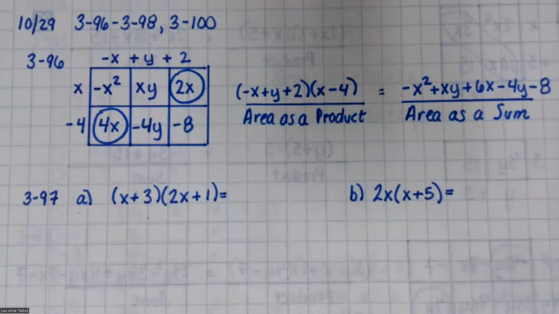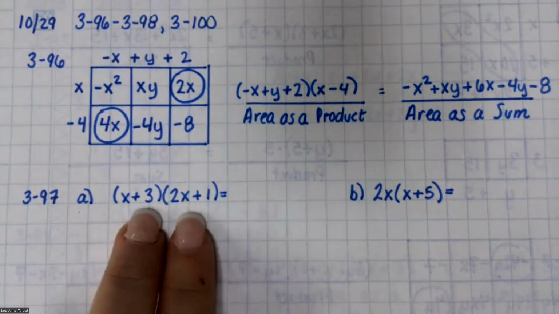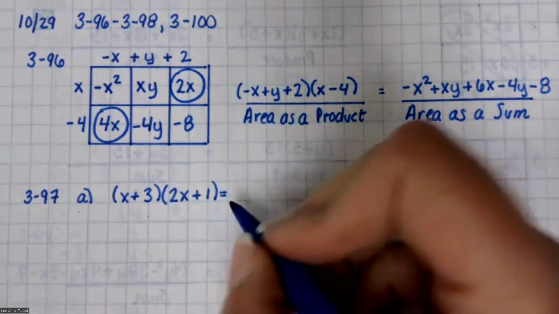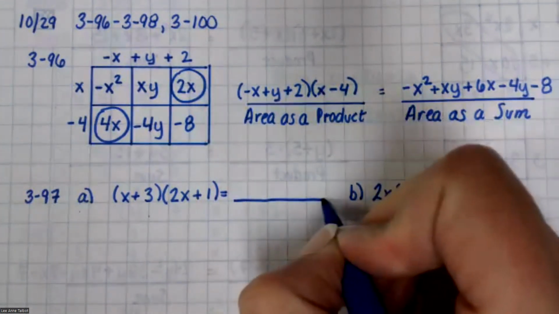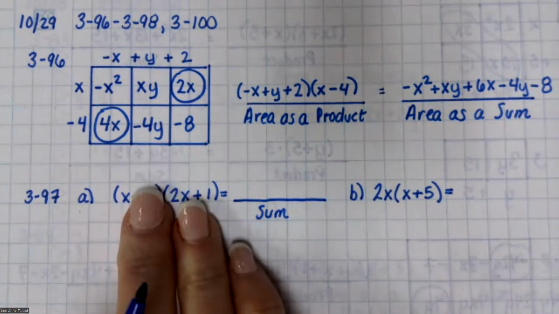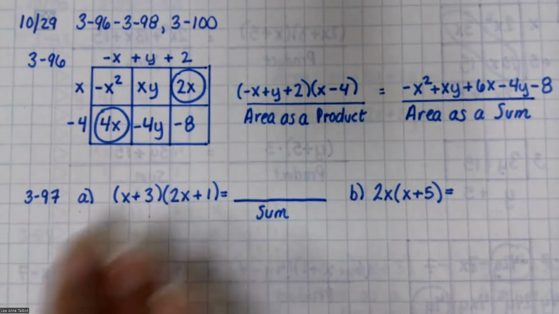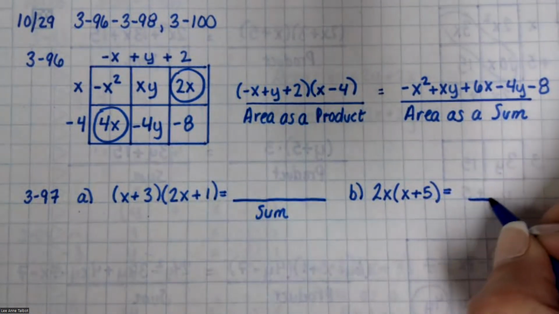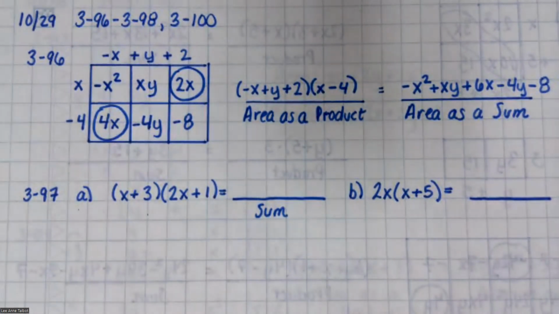Okay. So I'm going to let you loose on the first 2 problems of number 97. But first, I want to have a quick discussion about what size boxes do we need for these 2. You guys are going to make the boxes, and then you're going to put your sum here. So this is the area as a product already given to you. You're going to make the box, and then you're going to write the sum for your answer. Does that make sense to you guys?